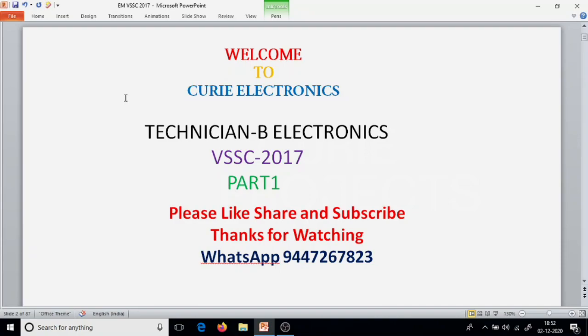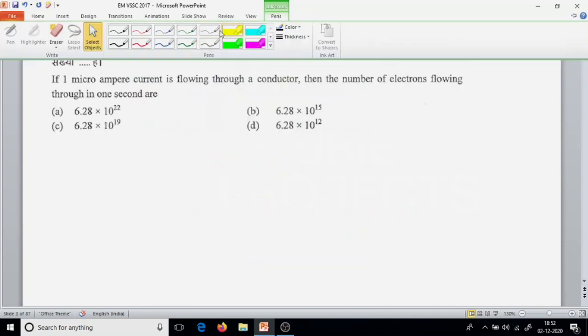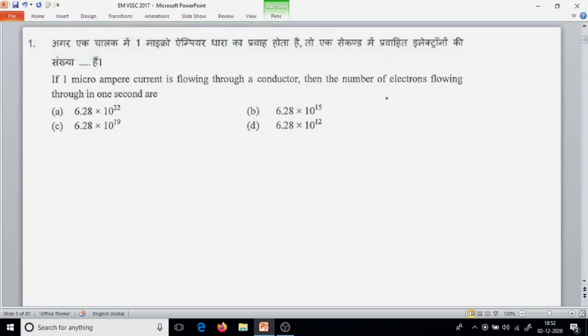We will start with the first question. Question number 1. If 1 microampere current is flowing through a conductor, then the number of electrons flowing through in 1 second are... 1 microampere of current flowing through a conductor, then the number of electrons flowing through in 1 second are.